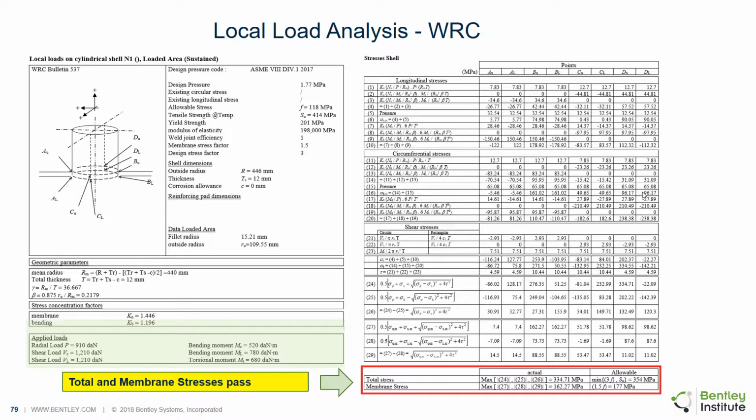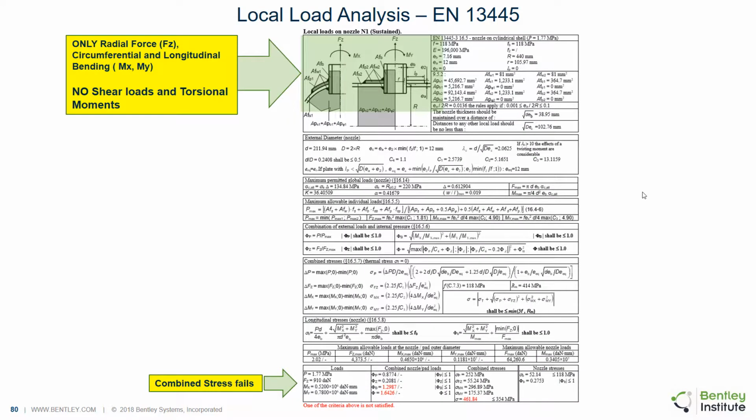The WRC method uses the radial and 2 shear loads and the 2 bending and 1 torsional moments to calculate the total and membrane stresses as illustrated. The resulting stresses are evidently within limits. The previous modeling example was reanalyzed, now using EN 13445 local load method instead of WRC. Observe that only radial force Fz and circumferential and longitudinal bending moments Mx and My are considered in the EN method. No shear loads and torsional moments are taken into consideration.